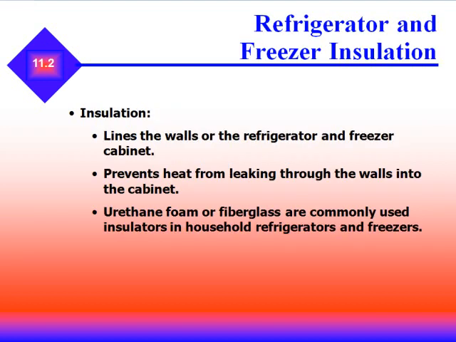All of this requires proper insulation in refrigerators and freezers. Insulation lines the walls of the refrigerator and freezer cabinets. It prevents heat from leaking through the walls and into the cabinet. Remember, heat moves from areas of high heat to low, so it's not the cold that leaks out, it's the heat that comes in. Urethane foam or fiberglass are the most commonly used insulators in household refrigerators and freezers.